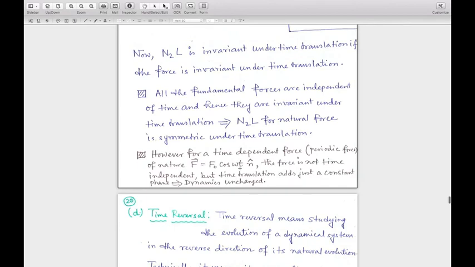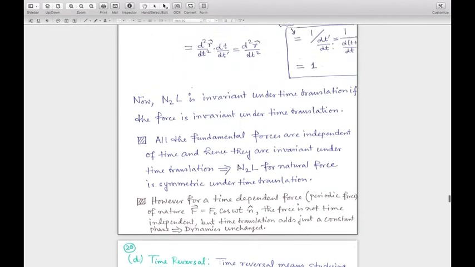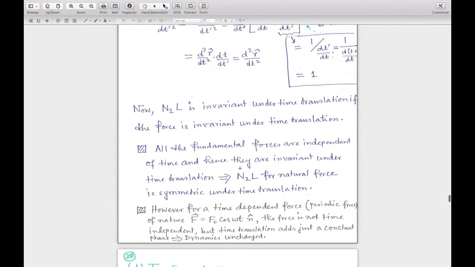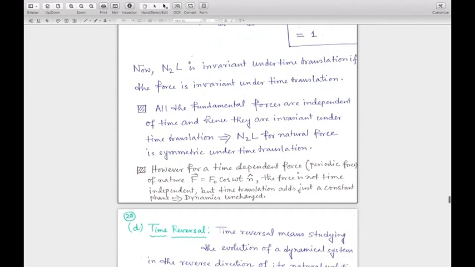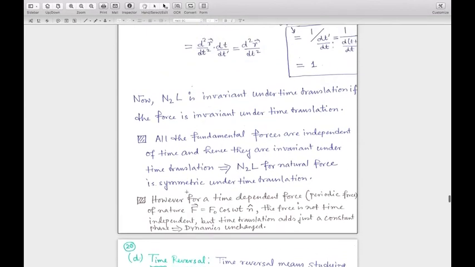Okay, so in the next subpart of the lecture, we will discuss some other transformations and symmetry under those transformations. Thank you very much.